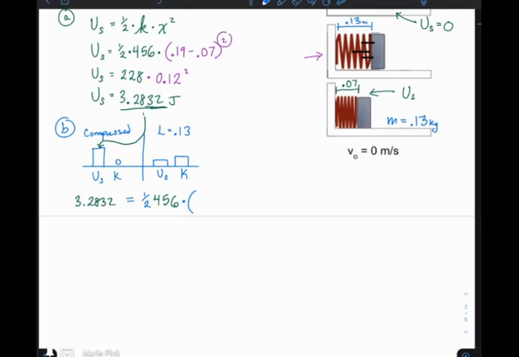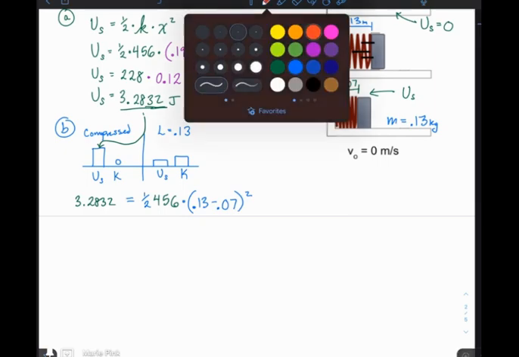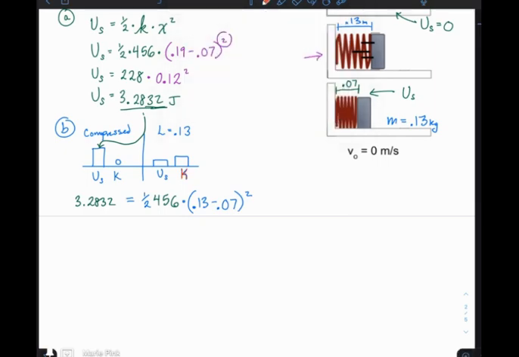All right, so I'm going from a length of 0.07 to 0.13, so I need to find the change in length, so 0.13 minus 0.07, and then square that. And then I'm going to add to it my kinetic energy. So kinetic energy is 1/2 times my mass times velocity squared. My mass is also 0.13. And then the velocity is what I'm trying to find at that point. So I'm going to do a little bit of math here.